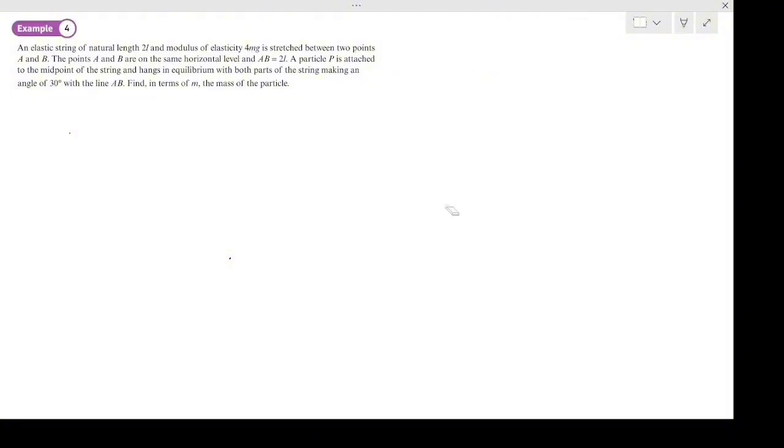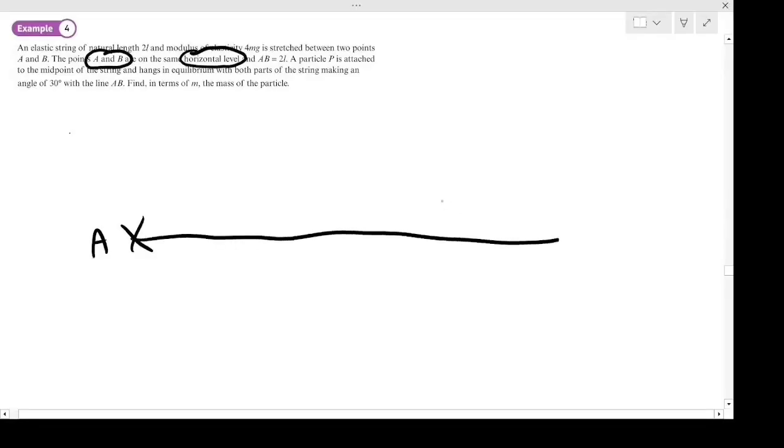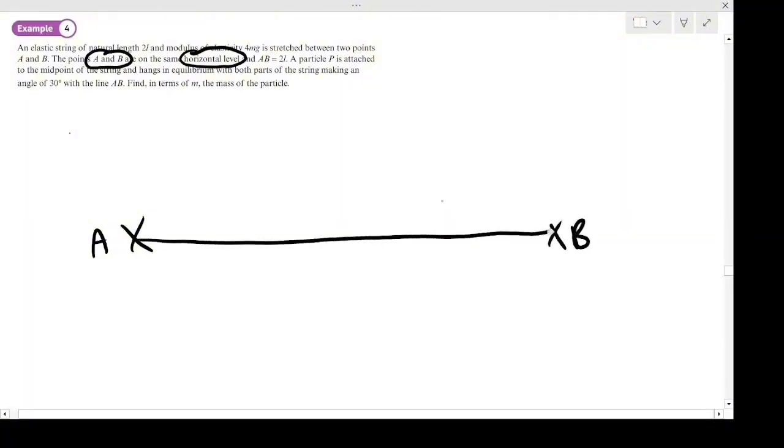Okay, so it's quite similar to the last question. It's going to be the same sort of diagram. So again, we're told these points A and B are on the same horizontal level. So let's say A's here. Then B would be over here on the same level, okay? And so then what we're told is the particle is in the midpoint here, okay?